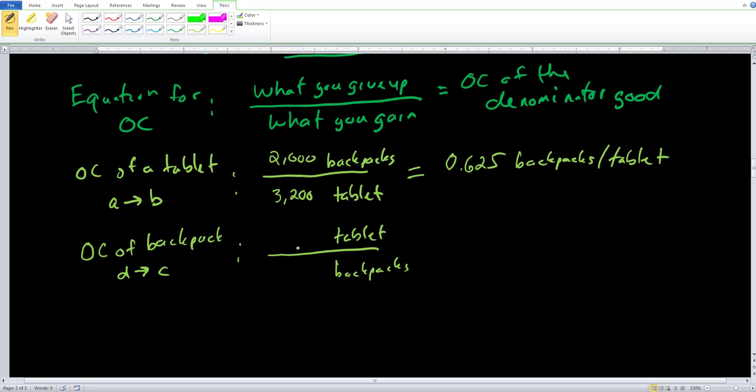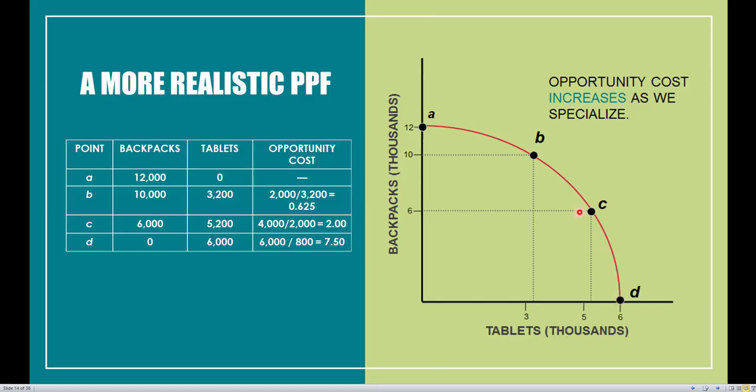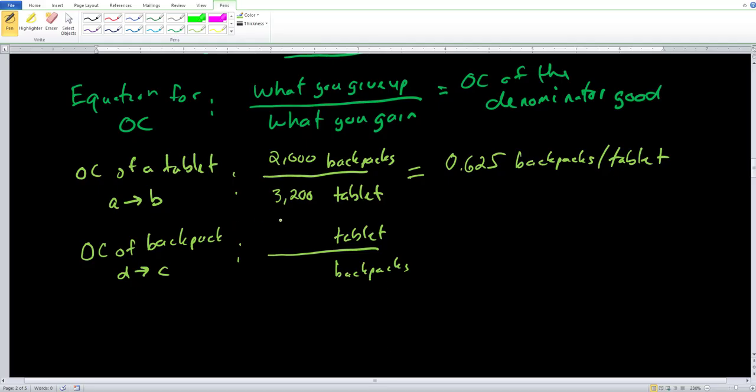So how many tablets are we giving up on the production of, and how many backpacks are we gaining as we go from D to C? As we go from D to C, we're gaining 6,000 backpacks. We're giving up on the production of 800 tablets. So go ahead, put those numbers in. We give up on 800 tablets. We gain 6,000 backpacks. And then once again, you go ahead and simplify this, 0.1333 tablets per backpack.